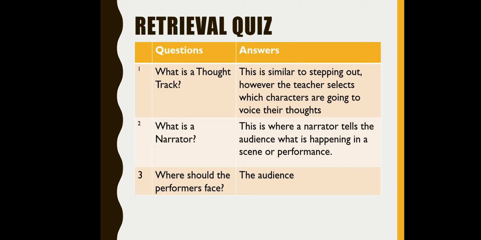Number 2, what is a narrator? This is where a narrator tells the audience what is happening in a scene or performance. Number 3, where should the performers face? The performers should always face the audience. The teacher will pause the video here for you to write the correct answers on your sheet. Once you've done this, please stick your sheet into your book.